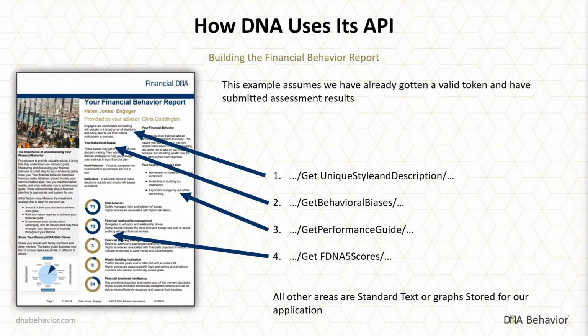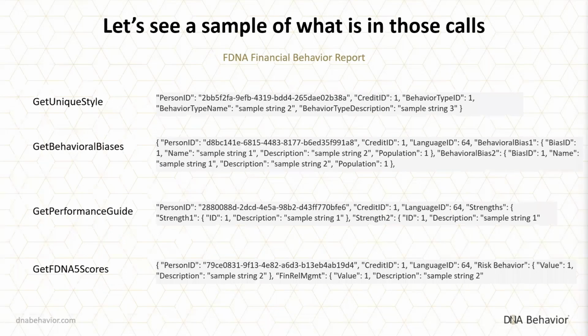Now you'll notice that I don't have an arrow pointing to this picture or the text over here or this graphic over here. And in fact, some of the descriptor text here, I didn't get from the API. All of those other areas are either standard text or graphs that are stored in our application. So that's part of our specific IP. It's really important to remember that you're not trying to rebuild our reports. You are building something unique on your own. And so this is really just to show you an example of how we're using the API to populate this particular one-page report. Let's look at that a little closer.